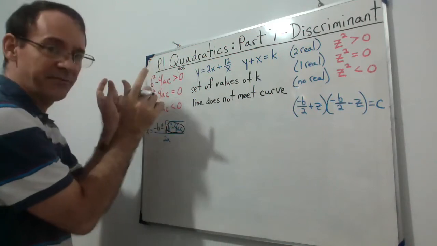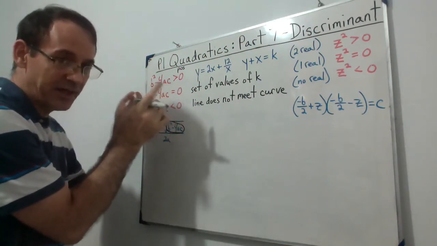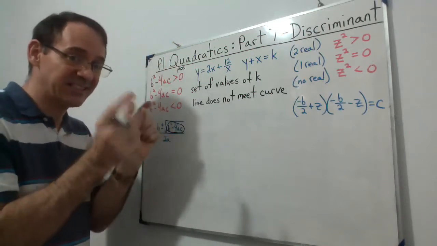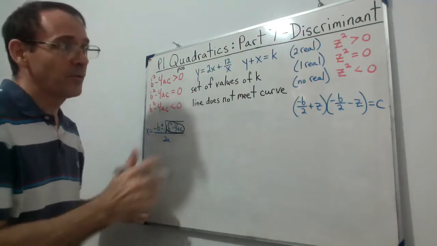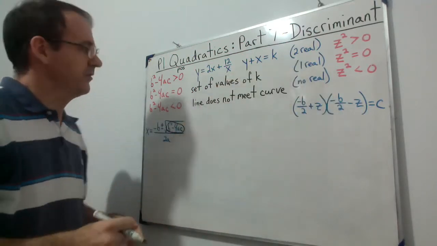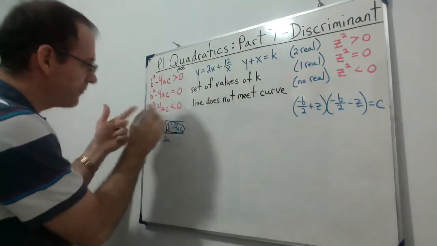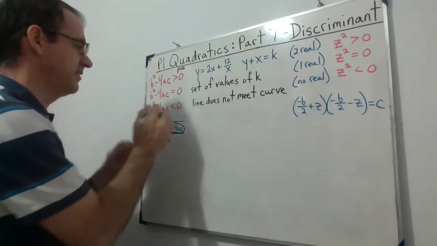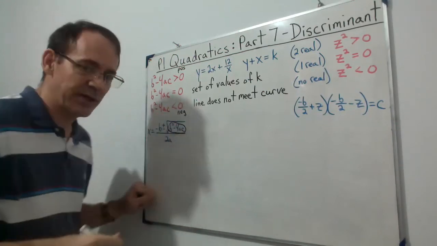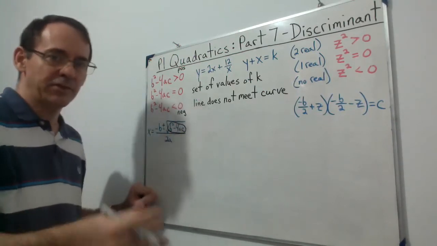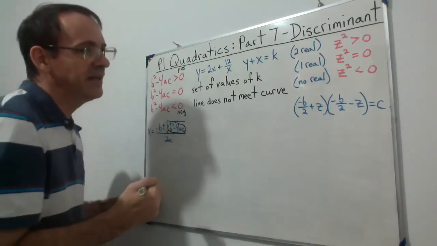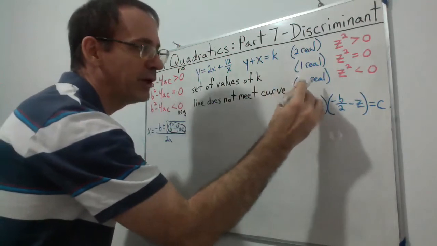So it means the factors are identical. It still counts as twice, but because it's the same number for both, we only end up with one real solution. So if our b squared minus 4ac is less than 0, that means we're going to get a negative. And of course, if you try to take the square root of a negative, you get a syntax error on your calculator.